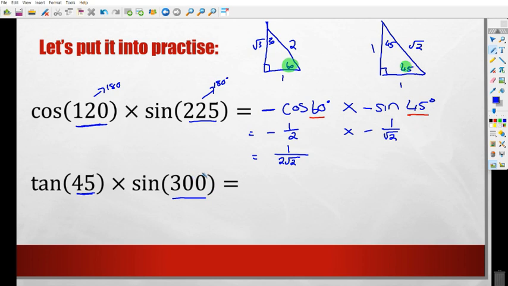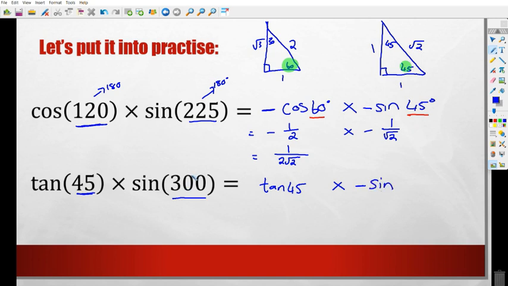Nice. So let's just write the tan again. Tan of 45 stays exactly the same. I'm going to leave it like that, multiplied by sine of 300 degrees. Where is 300 degrees? 300 degrees is in which quadrant? Fourth quadrant. Nice. So I know that in the fourth quadrant, sine is negative. So it's negative sine.